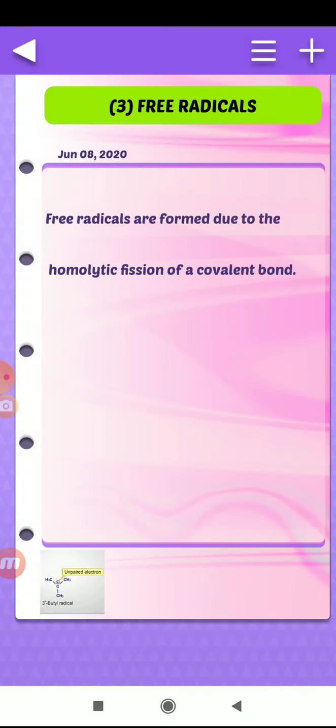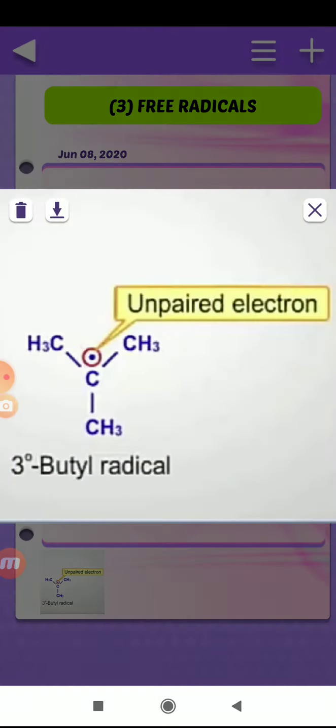What is a free radical? Free radicals are formed due to the homolytic fission of a covalent bond. An example of this is the tertiary butyl radical. We have already discussed this last year, that free radicals are formed by the homolytic fission of a covalent bond. Here the dot represents an unpaired electron, and altogether we can call it a radical.